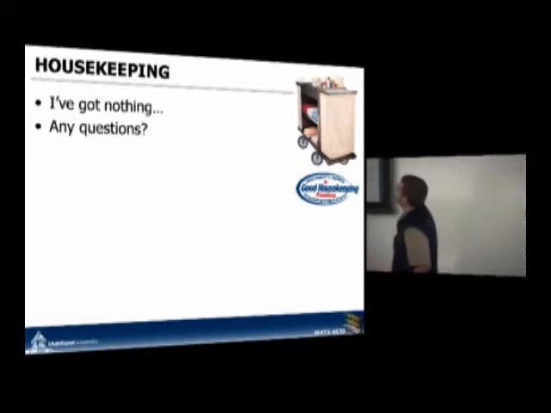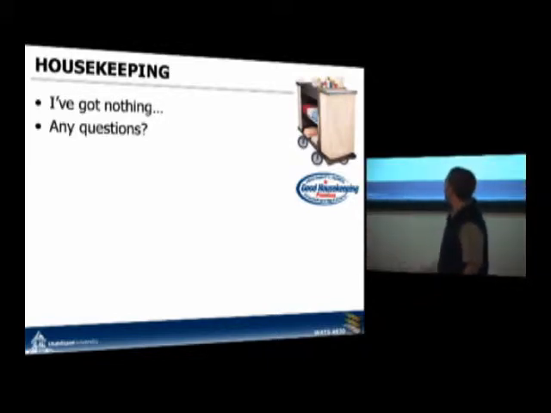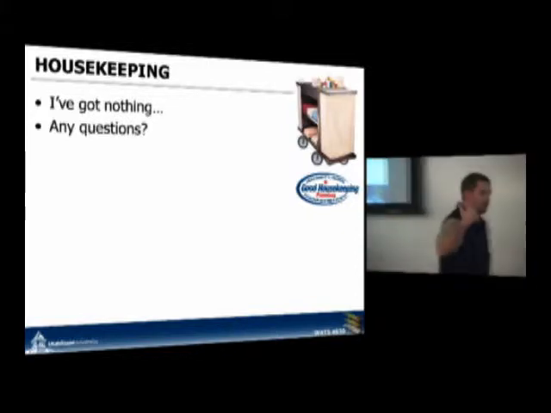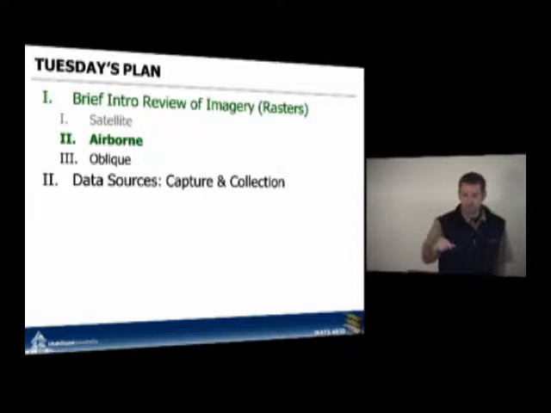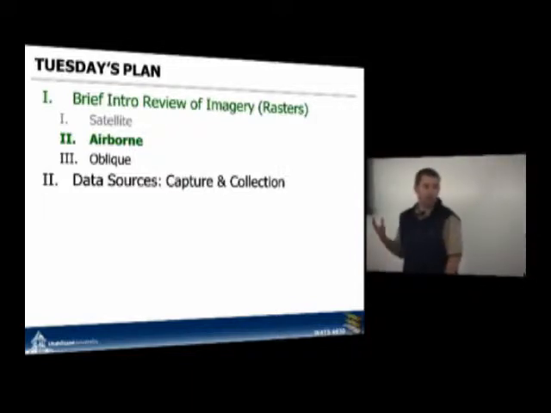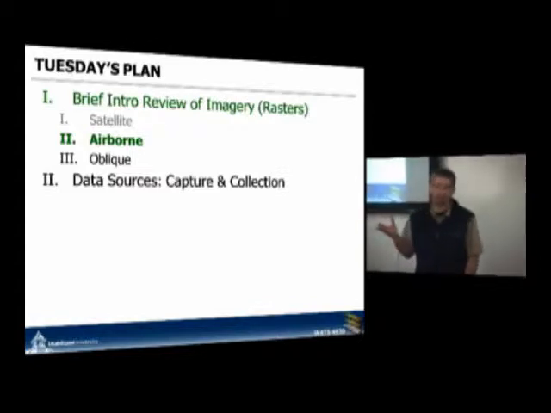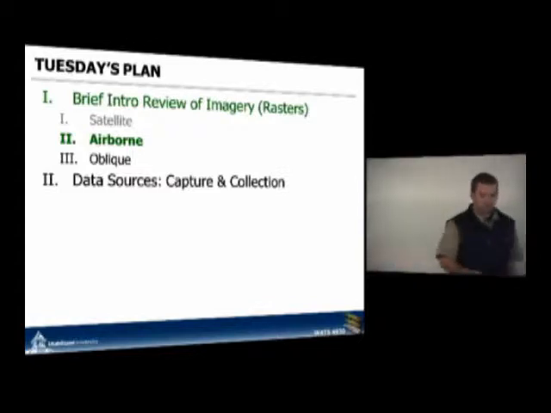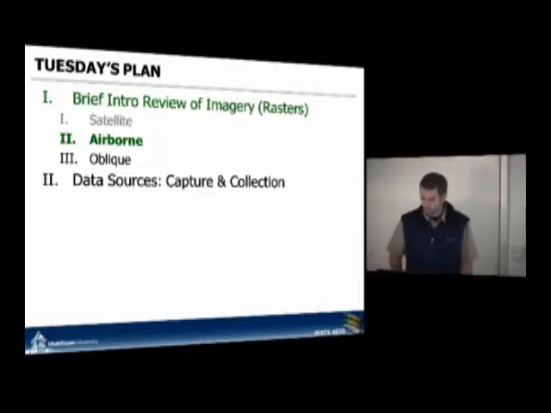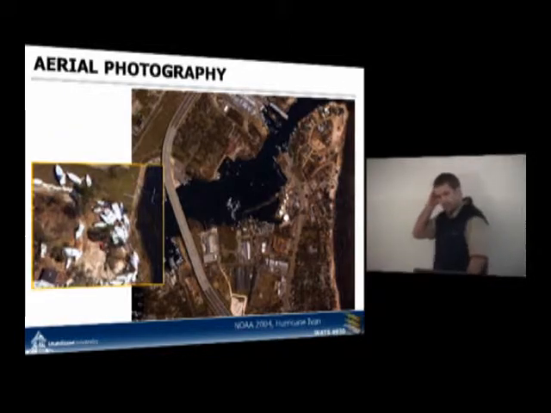So, Tuesday's plan, we got up to talking through satellite imagery. And so I want to talk briefly about a couple of other sources of imagery that are more and more common. We've got airborne imagery and then oblique imagery, and how we use those. And then we'll talk a little bit about data sources as well to wrap up what we were covering on Tuesday.